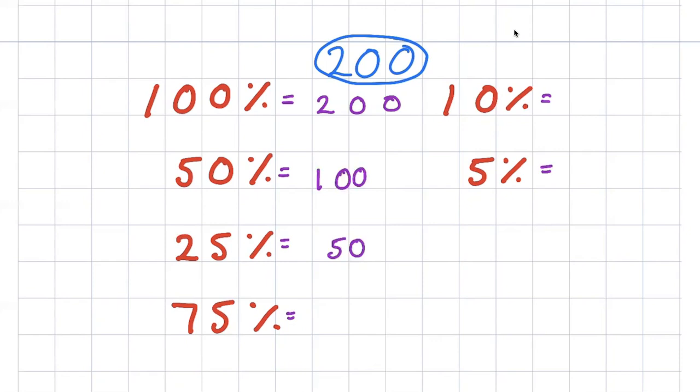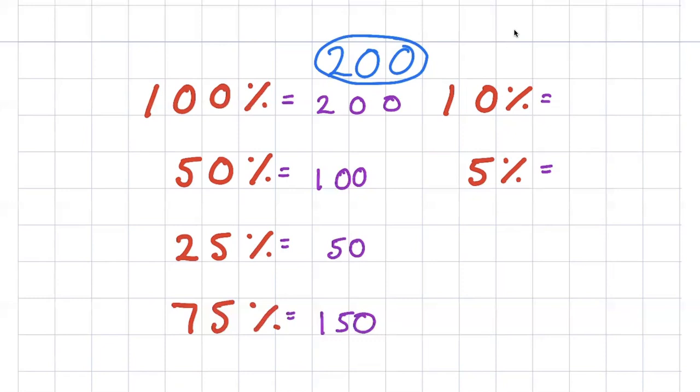And then we have our 75%. Now we could divide by 4 and times by 3, or you'll notice that we actually have a way of making 75 by adding together two different percentages. We have 50% and we have 25%. If we add 50 and 25, we get 75. So if we add together the answers for 50% and 25%, which are 100 and 50, we get 150. So 75% of 200 is 150.